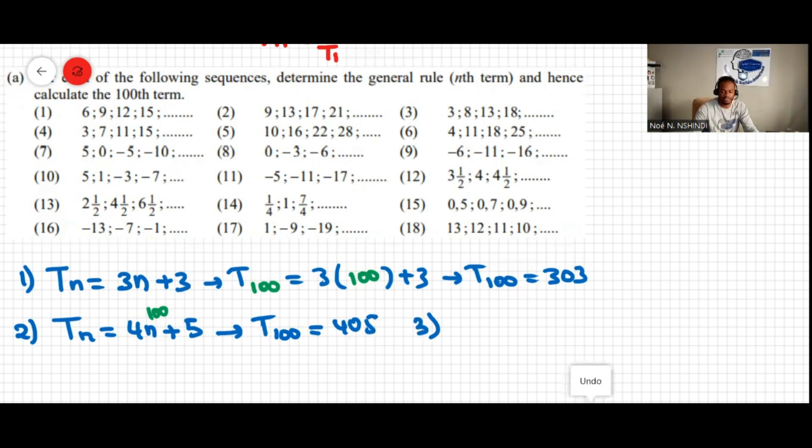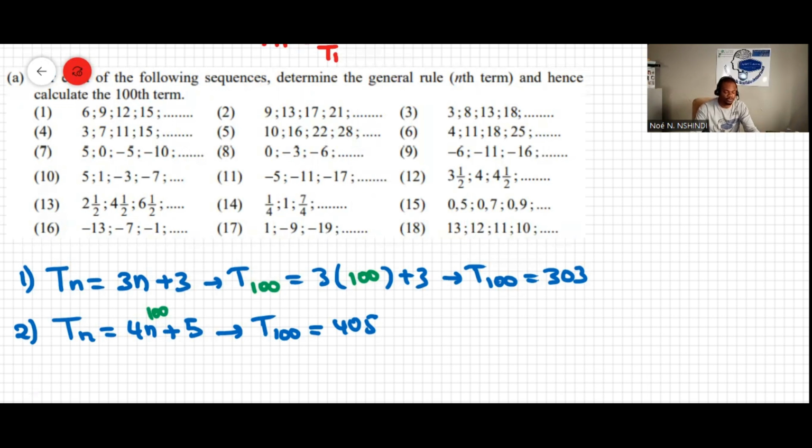Question 3, same thing. I think I'll leave questions 3 and 4 for you to practice. I'll jump into question 5. Actually, I think I'll leave questions 5 and 6 as well, because they're all similar, with the same process as we did in question 1 and question 2.